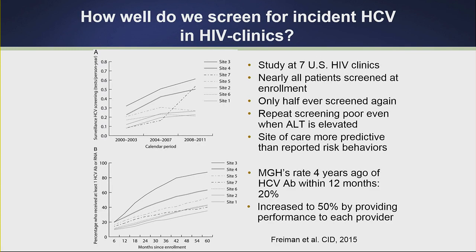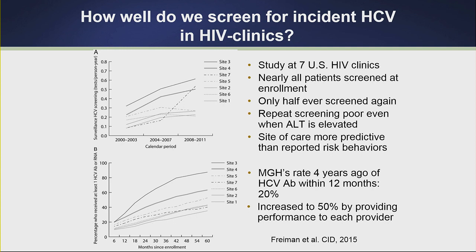How well do we screen in HIV clinics? Well, really, this is looking again through some eras. If you recall, the guidelines once upon a time would say test for hepatitis C at baseline, but did not provide original guidance as to when to test again. And what they found was that nearly all patients were screened. We're good at that checkbox and drawing that huge number of tubes of blood at the first HIV clinic, but then repeat screening was hit or miss.